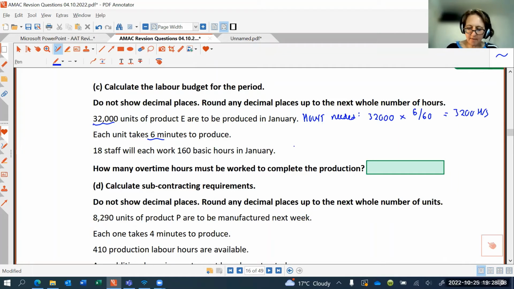In terms of what's available, well, I've got 18 staff and they will work 160 normal hours each. So we're looking at 2,880 hours. Compared with the 3,200 that I need. So that tells me how many hours the staff would need to work in overtime.